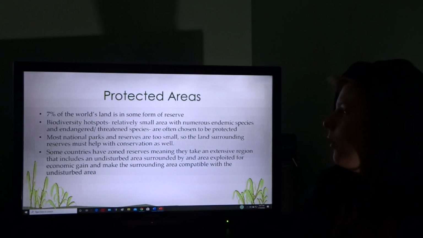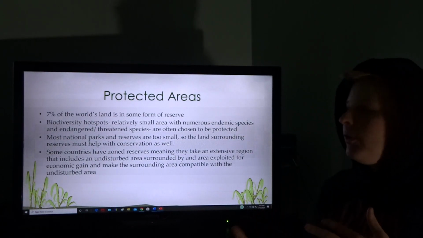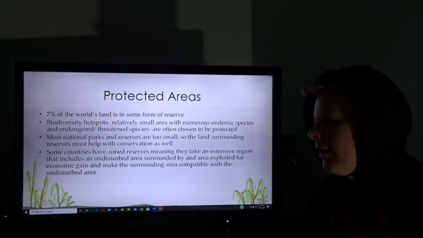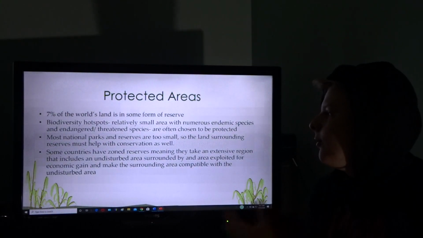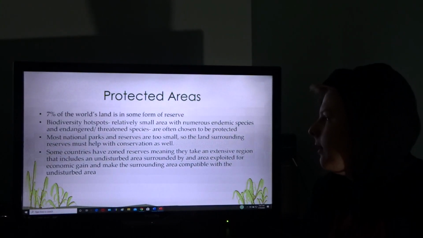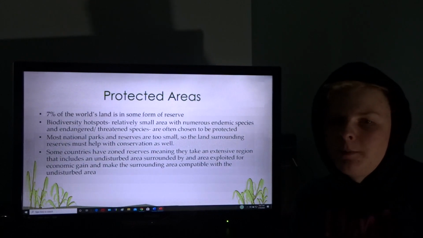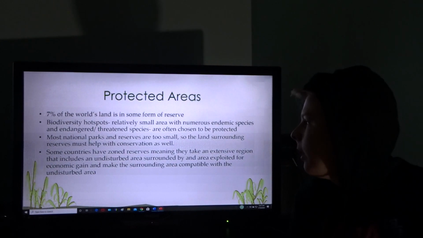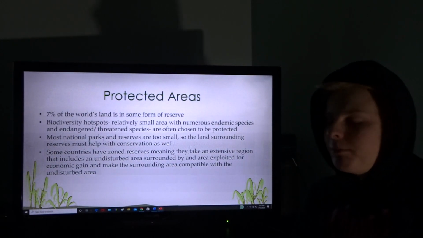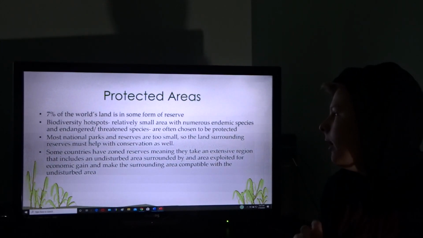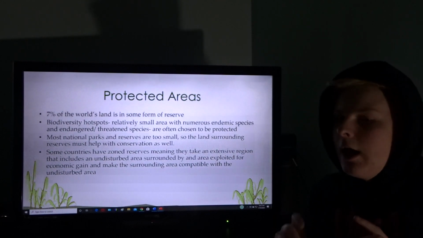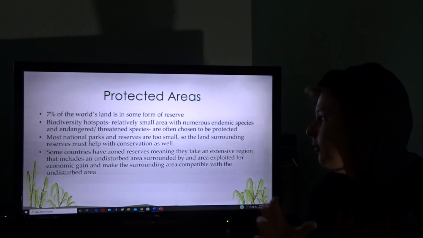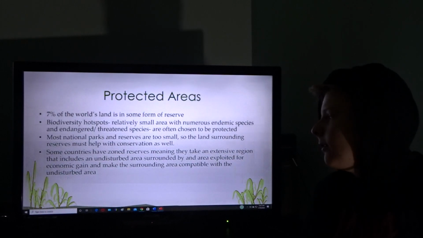So one of the other things that we do is we create these protected areas in order to try and maintain biodiversity in our ecosystem. So 7% of the world's land is in some form of reserve or protection. And a lot of times we try and put these reserves and protections in biodiversity hotspots, which are basically defined as a relatively small area with numerous endemic species that are endangered or threatened. And those species are often chosen to be protected.